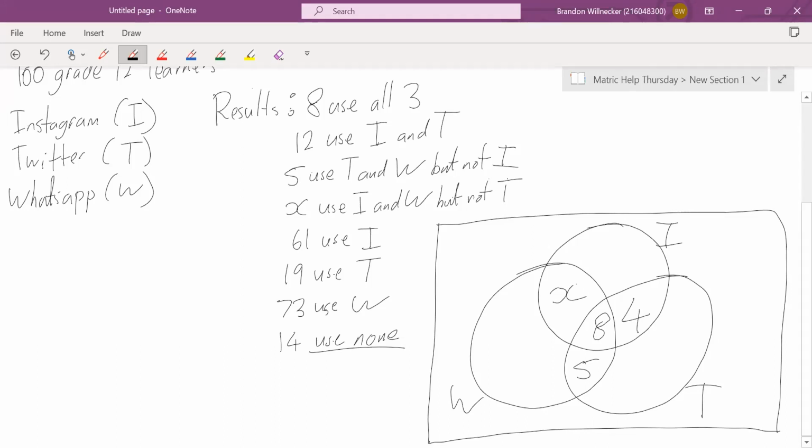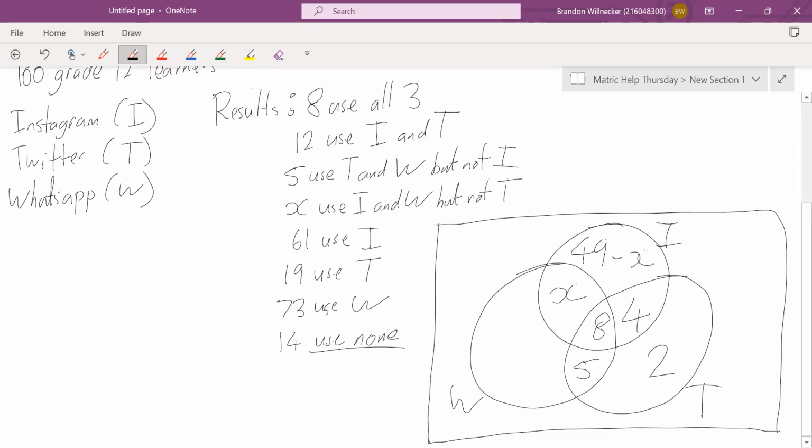Okay, and then what's remaining for Twitter? So we've got 5, 8, 4. Currently the remaining is going to be 2, if you just add that up there. So that 2 means Twitter only. What about Instagram? We've got X, 8, and 4. We know the total Instagram users, so the leftover is going to be 49 minus X. That's the leftover part there.